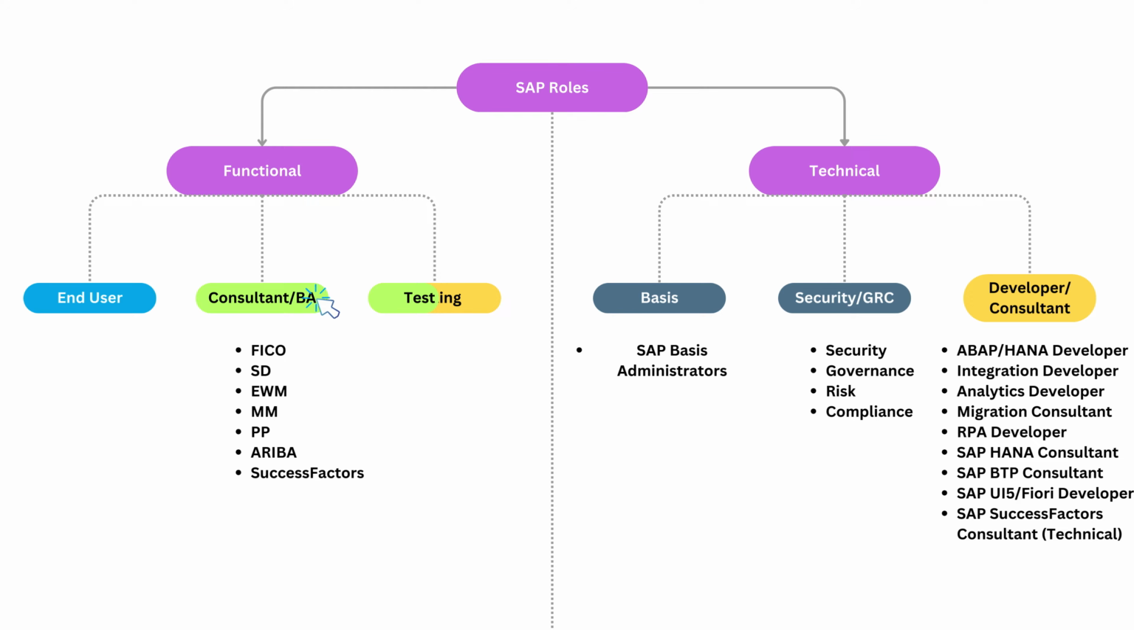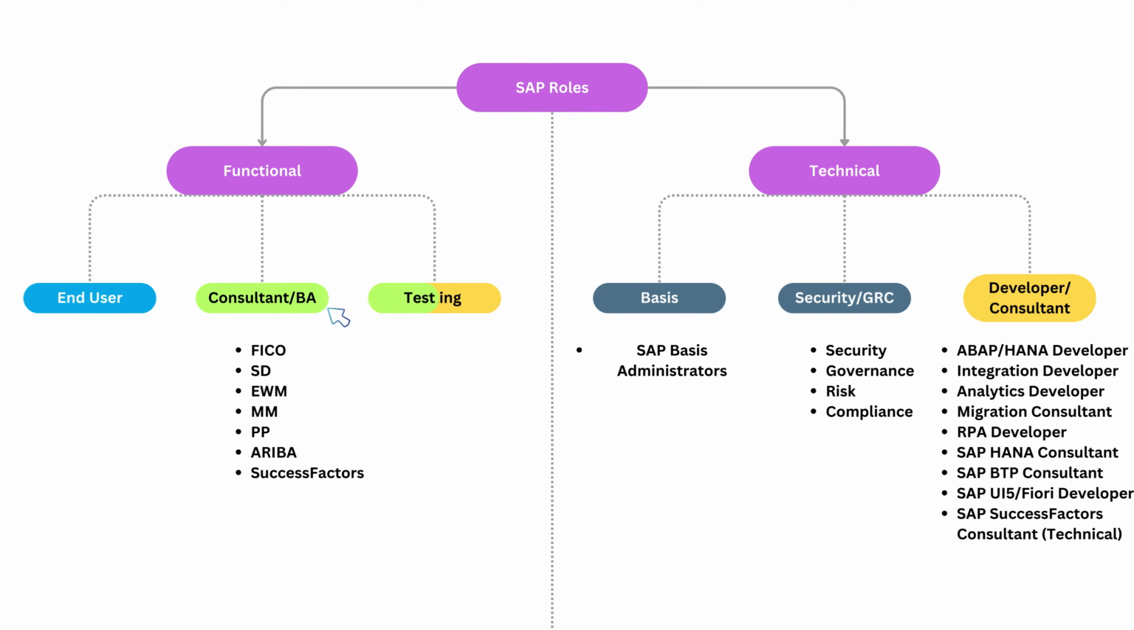The main important aspect is they are specialized in a specific domain. For example, you can find a FICO consultant, financial and controlling consultant, or a sales and distribution consultant, or EWM, extended warehouse management consultant, or PP, production planning consultant, or Ariba for procurement, or SuccessFactors for human capital management. So they do a specific job. They take care of customizing your system based on the business needs. So they are the functional consultants.